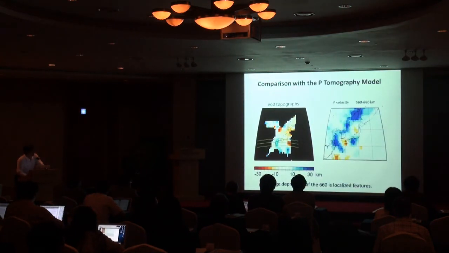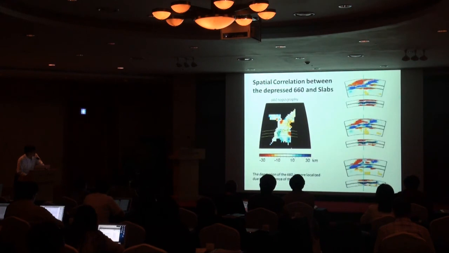And comparing with the obtained tomography model above 660, the regions with depression appear to be located on the periphery of the high velocity anomalies above 660. And looking at the vertical cross sections, we can confirm that the region with the largest depression is located in the vicinity of the point where the subducting slab first touched the 660, and it appears to be a common feature in the studied region.